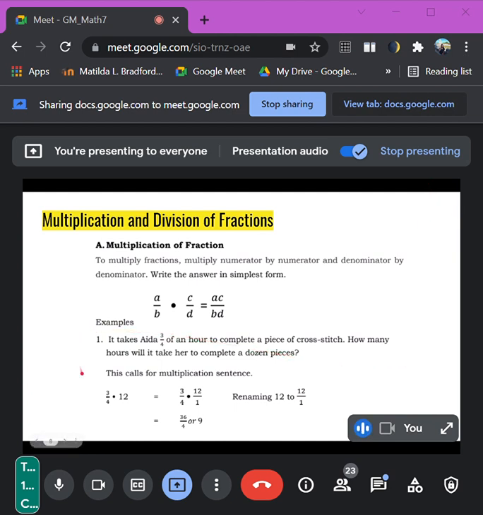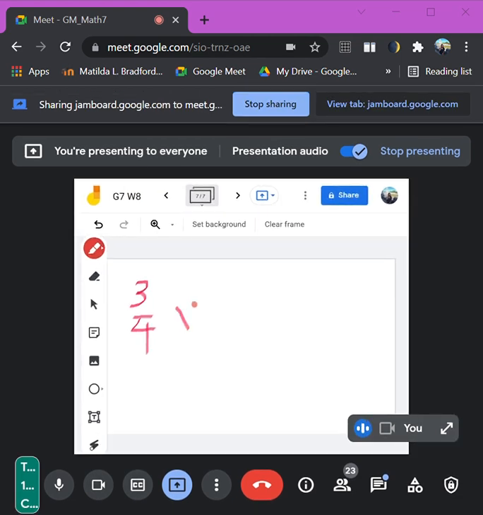So we have here an example of a problem. It takes Ida 3/4 of an hour to complete a piece of cross stitch. How many hours will it take her to complete a dozen pieces? So dozen means, how many, class? That is 12, right? 1 dozen is equal to 12. So we have 3/4, and then 12 for 1 dozen.